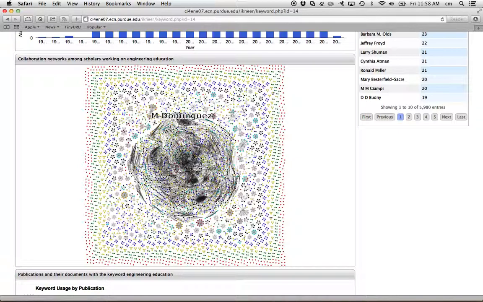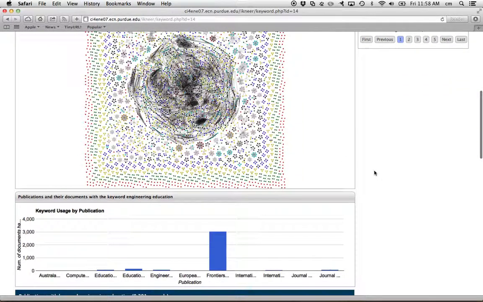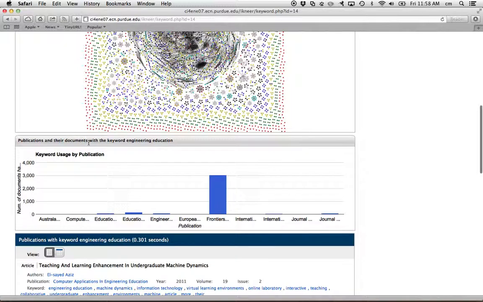When I move my mouse on this, you see that names are being highlighted, which means that this is an interactive graph. You can go ahead and click on any one of these terms. I'm not going to do this right now, but you can play around with this graph on your own. Right below that, you have publications and documents with the keyword engineering education.